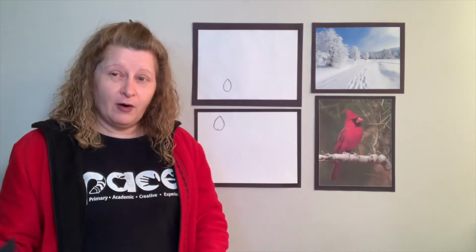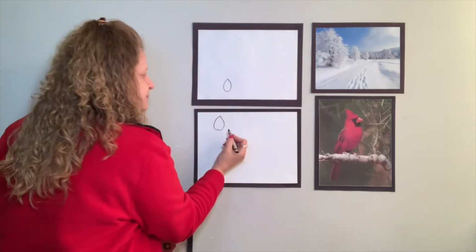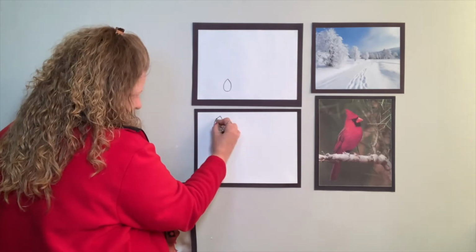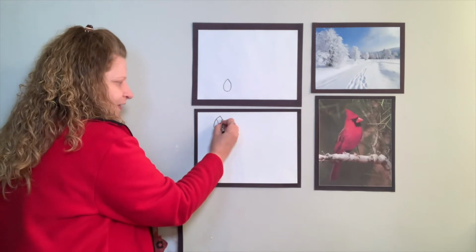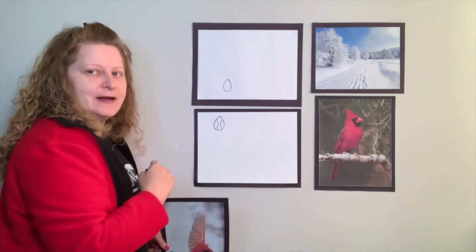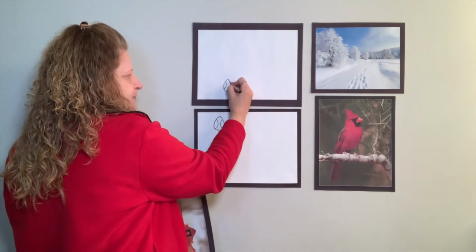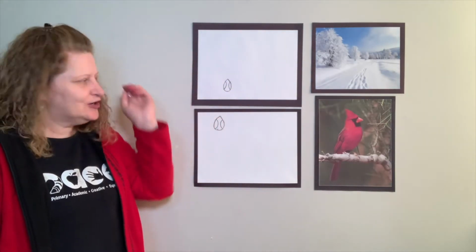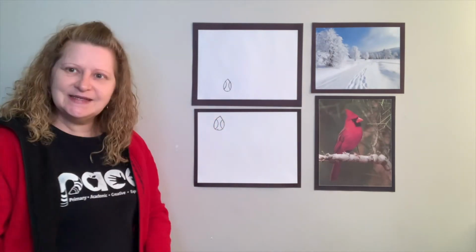Now, on my cardinal I will need some wings. Now, I'm not going to put his wings spread out, but I want to put his wings so that you can see them on his body. So right here, about here, I'm going to make one curved line on this side and another curved line on the other side. So let's do that to our cardinal now. One curved line on one side and another curved line on the other side. Good job. That is my cardinal's body. Awesome.